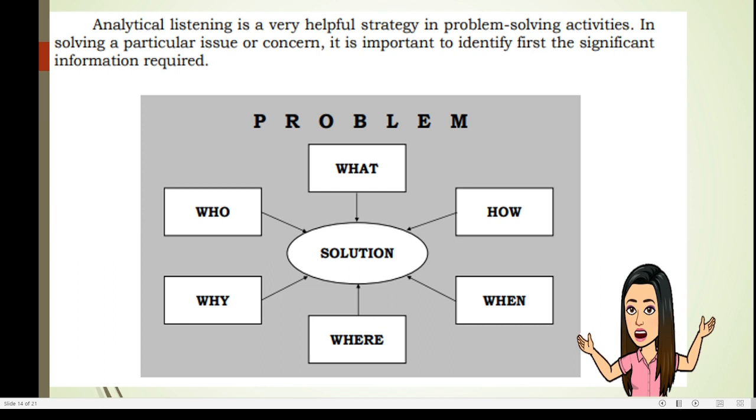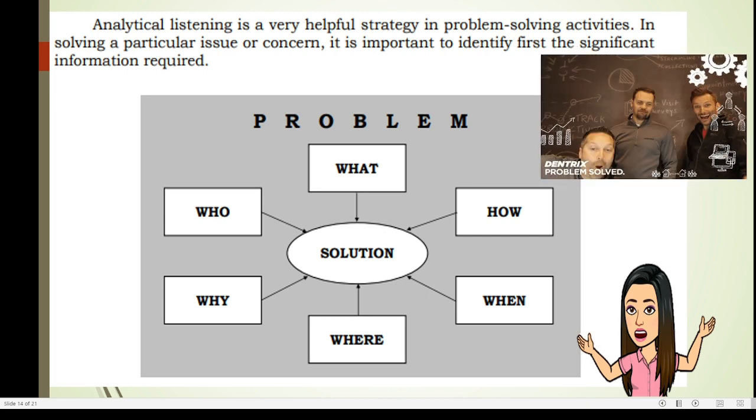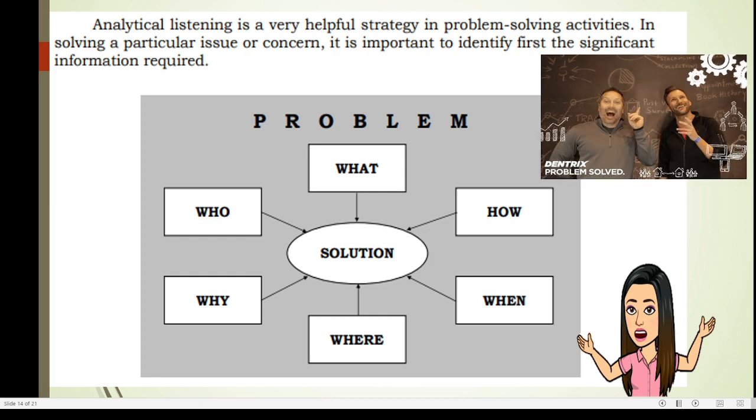Then, after listening, find the answers for the following basic questions. These are who, what, how, when, where, and why. Eventually, after answering these WH questions, they will lead you to a concrete solution to the problem. And that's it! The problem is solved!